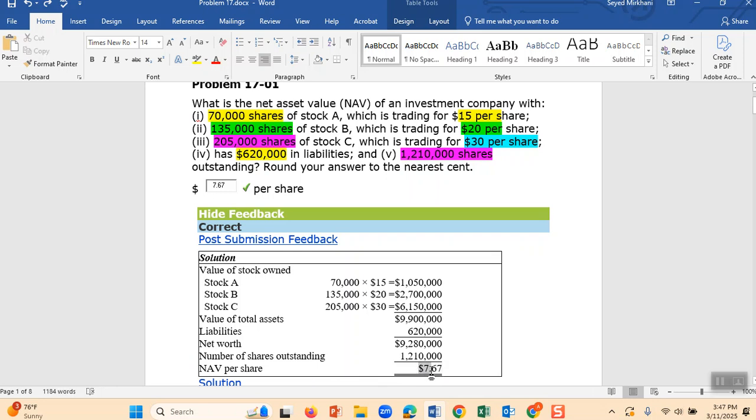Therefore, if someone asks you to calculate the net asset value of this company, each share is equivalent to 7.60 cents, which means if another student wants to buy your share, this is how much you have to sell your share for. Let's not forget, each share of Amazon was how much? $15. Each share of Walmart was $20.